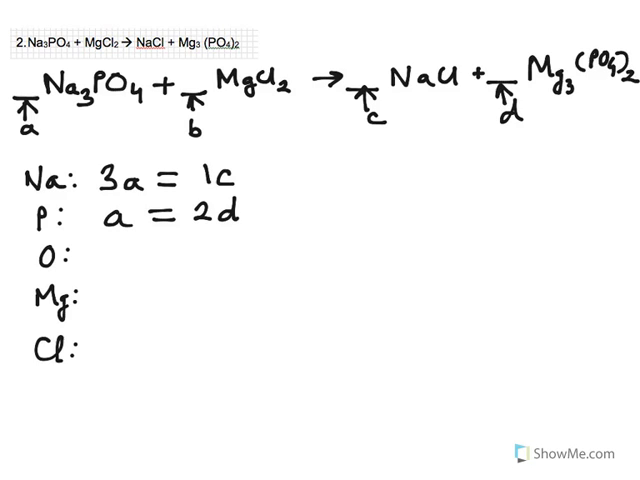For oxygen, we have 4 oxygen on the left side of the equation with Na3PO4, so we will have 4A. This again will be equal to 8D because we have 4 oxygen with PO4, but then we have 2 of these, so we have to multiply it with 2, so we'll have 4 times 2, which is 8. For MgCl2, we have 1 Mg, so we can say we have 1B, or just B. On the right side of the equation, we have Mg3(PO4)2, which has 3 magnesium, so we can say 3D.